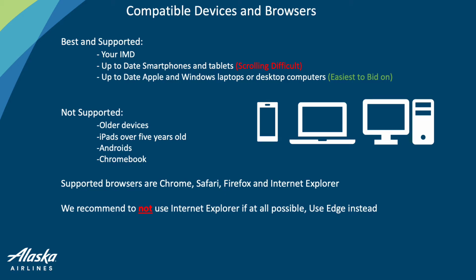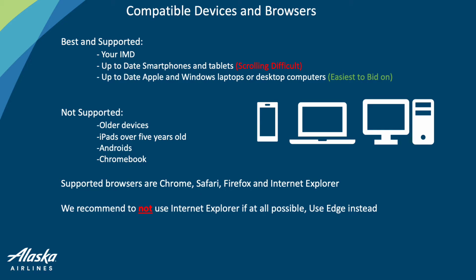NavBlue's website is compatible with your IMD and some tablets and smartphones with a screen measuring a minimum of 5.5 inches. However, bidding is much easier on a laptop, especially when using a mouse with a scroll wheel. Scrolling down pages using a smartphone, tablet, or touchpad can be finicky. Compatible devices include any laptop or desktop computer running on current Windows or Apple operating systems. Android operating systems may work, but it's not supported by NavBlue. This means they don't test their program for use on that operating system.